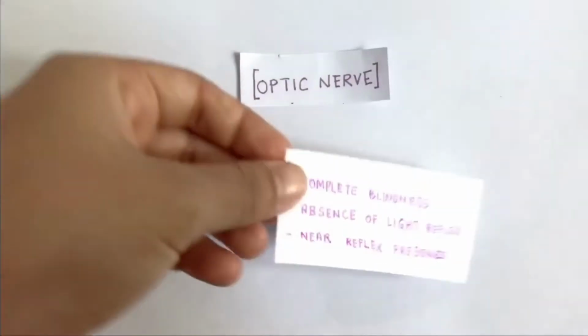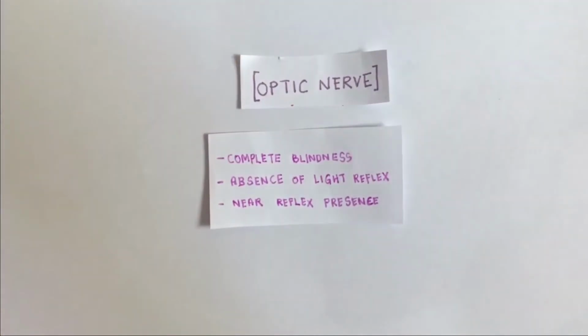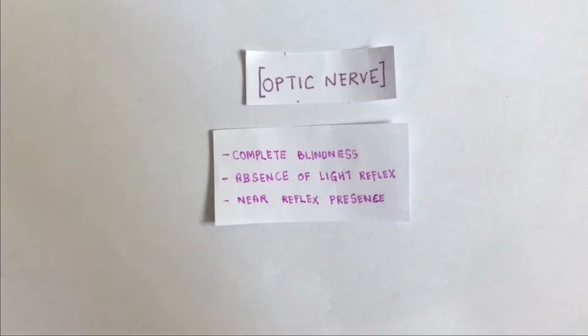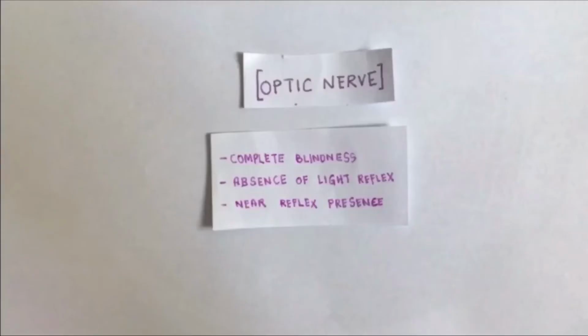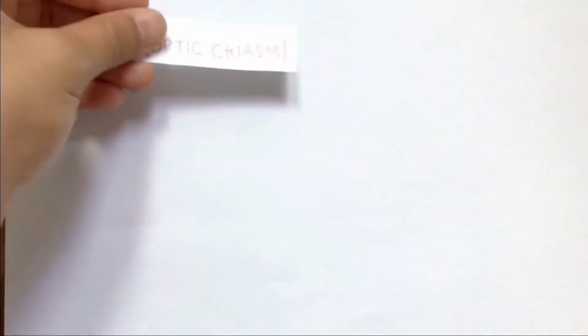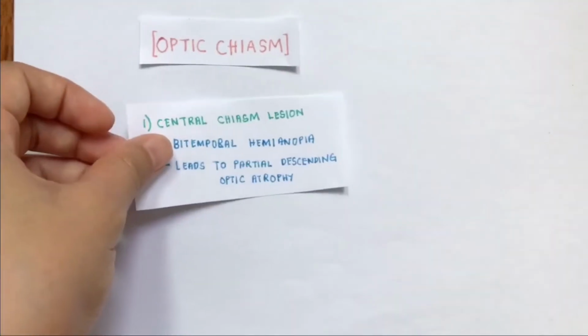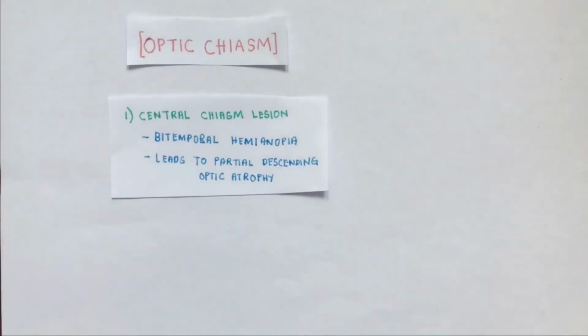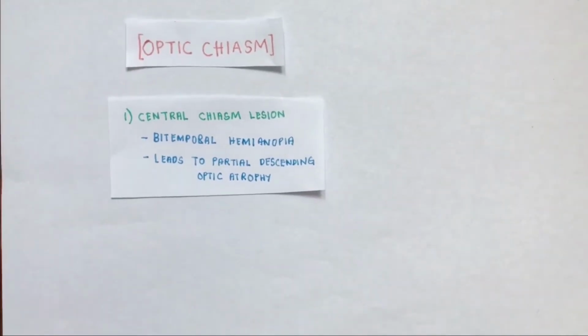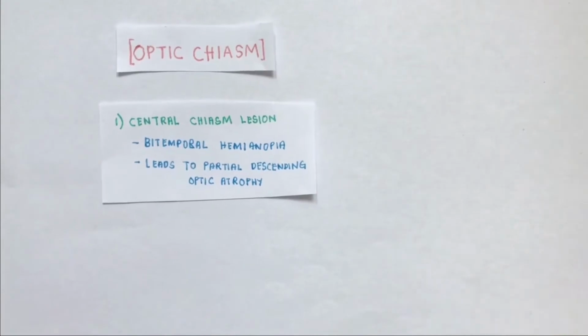Firstly, the lesion in the optic nerve. It is characterized by complete blindness on the affected side, and absence of light reflex on the ipsilateral side and consensual on the contralateral side. It is caused by traumatic optic avulsion, acute optic neuritis, and optic atrophy. Next is the lesion in the optic chiasm. The first part is the central chiasm lesion. It is bitemporal hemianopia and leads to partial descending optic atrophy. It is caused by pituitary tumors and suprasellar aneurysm.